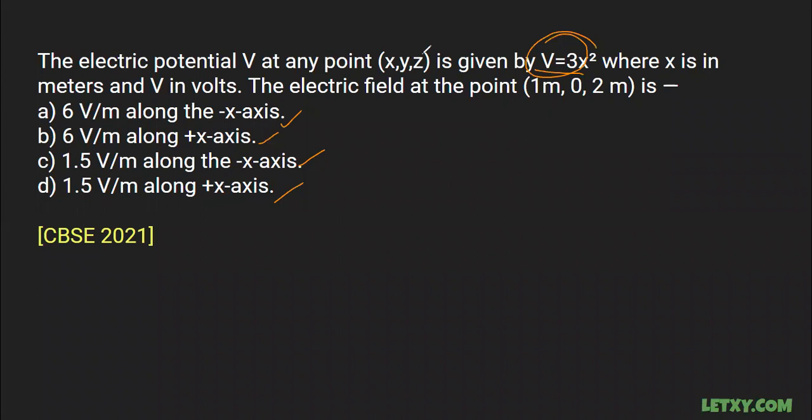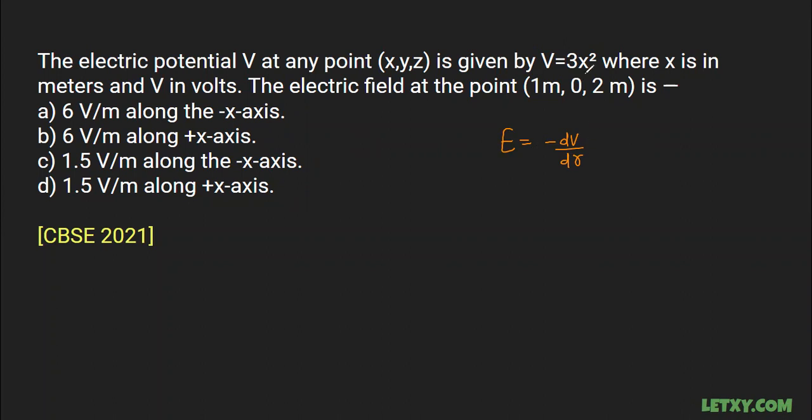So let's do it. We know there is a relation between electric field and potential. Let's write it down: E equals minus dV by dx. This is the formula, right? First of all, this is actually not dx, this is dr, and we all know that r is the position vector, which can be written in terms of x, y, and z.